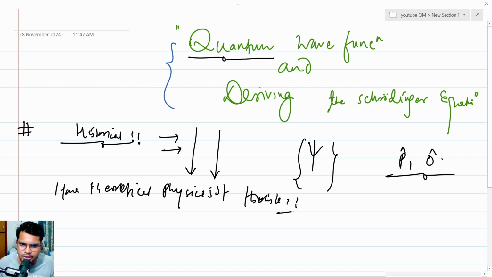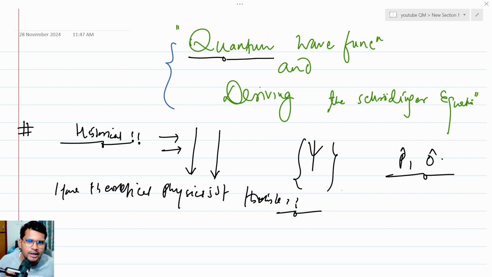Let us say I want to become a theoretical physicist. How can I do this research? How can I develop my own idea? Now I'm going to take a very different route in understanding this wave function and Schrodinger equation, because I am assuming that I have a very good understanding of classical mechanics, but I don't know anything about quantum mechanics, right?